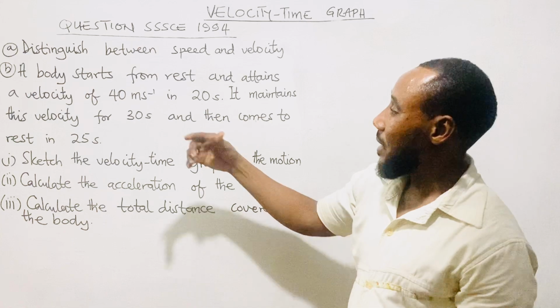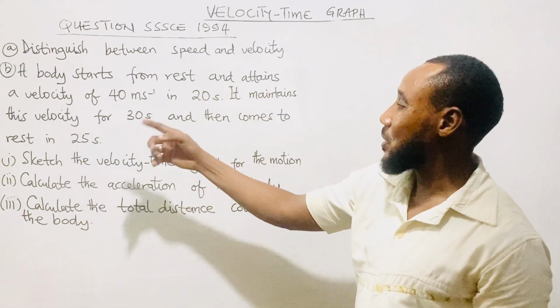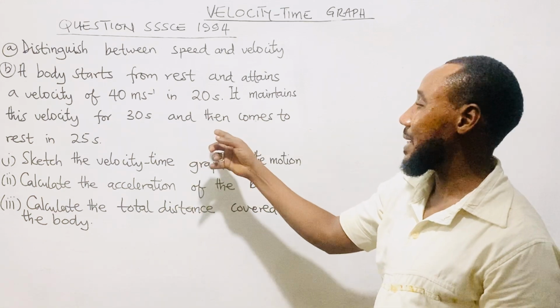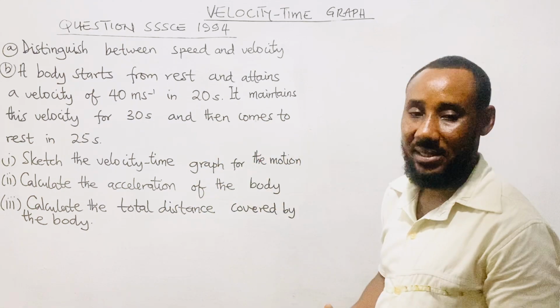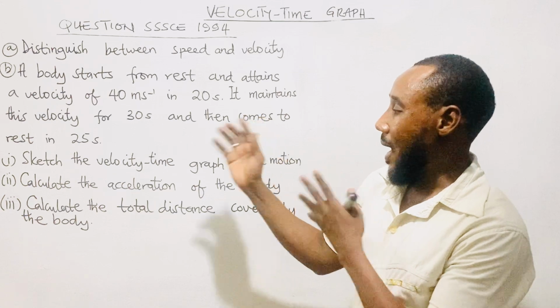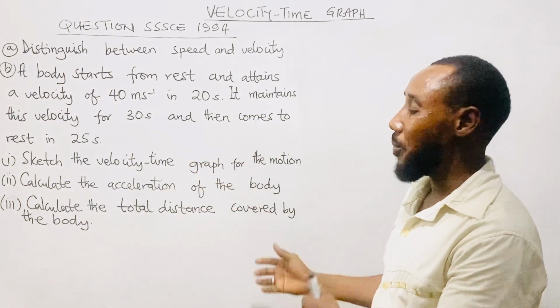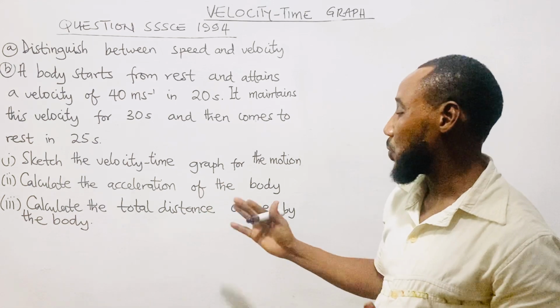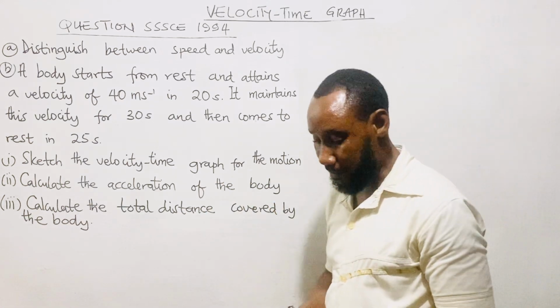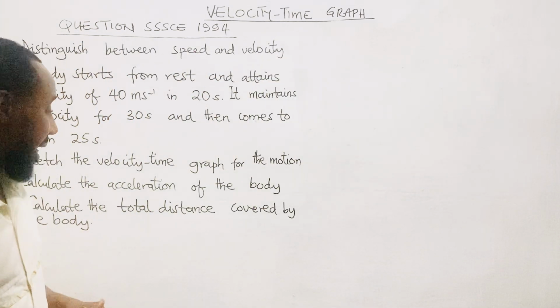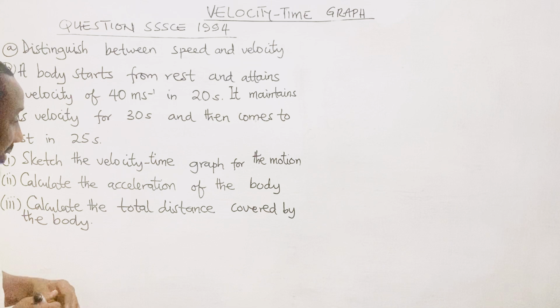So the question reads: a body starts from rest and attains a velocity of 40 meters per second in 20 seconds. It maintains this velocity for 30 seconds and then comes to rest in 25 seconds. I. Sketch the velocity time graph for the motion. II. Calculate the acceleration of the body. And then III. Calculate the total distance covered by the body. Okay, so this is the problem that we have at hand, which we have to find the solution to.